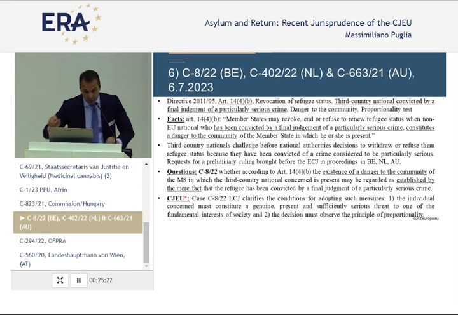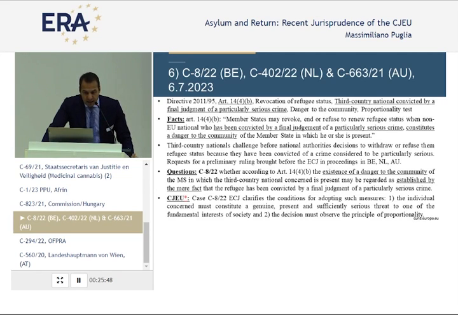I will switch now to the sixth case. These are three connected cases with three different judgments delivered by the court last July. It concerns this time the interpretation of Directive 2011/95, the directive which has the objective of ensuring international protection.